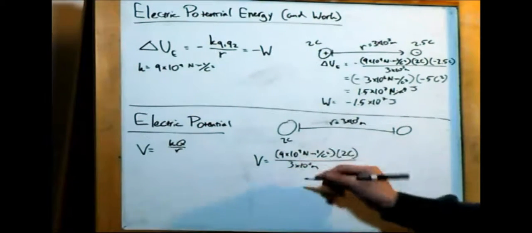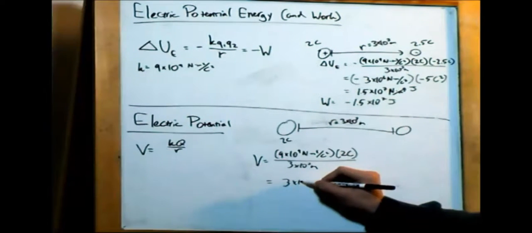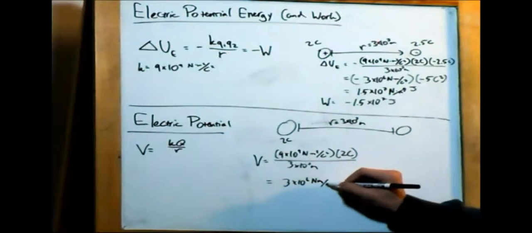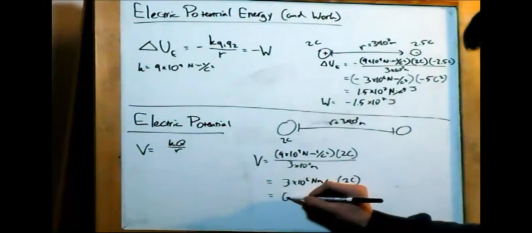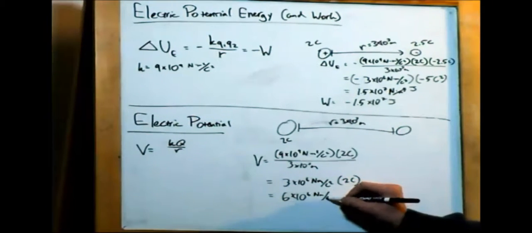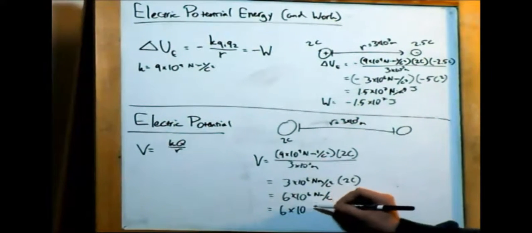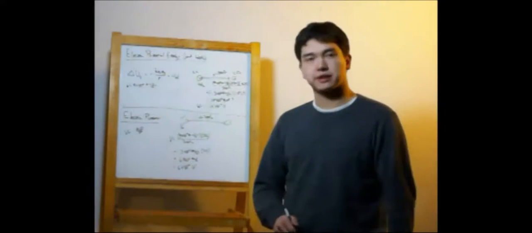So you've seen me cancel these things out several times. Now 9 divided by 3 is going to be 3, and then this is going to be 10 to the 6th. And let's see, newton meters per coulomb squared times 2 coulombs, so we get 6 times 10 to the 6th newton meters per coulomb. This is actually a very special unit that you're probably familiar with. That's 6 times 10 to the 6 volts. And so that's our electric potential.